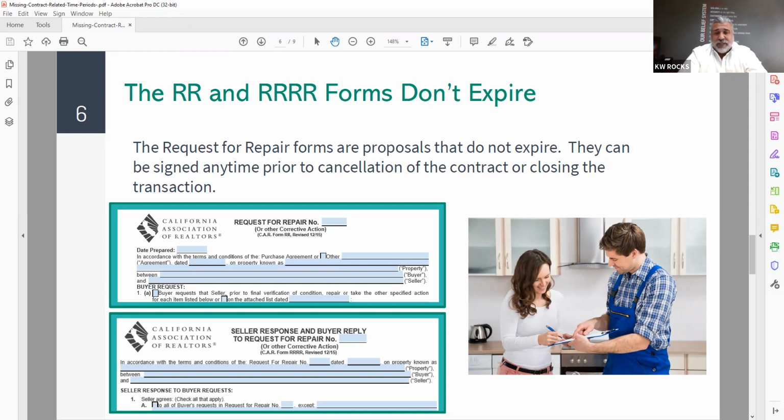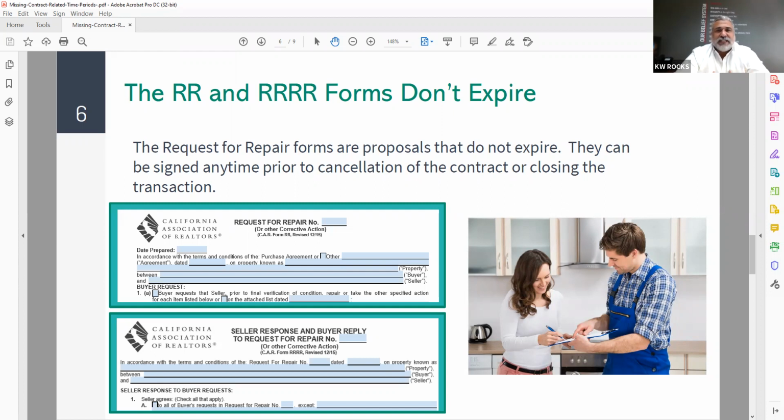Now, with that being said, as this PowerPoint presentation states, there is no expiration. So if you submit a request today and you haven't heard anything in 3, 4, 5 days, then what do you do in these instances? What should you do in these instances? Okay, and it's very, very easy. Pick up the phone and call the listing agent.